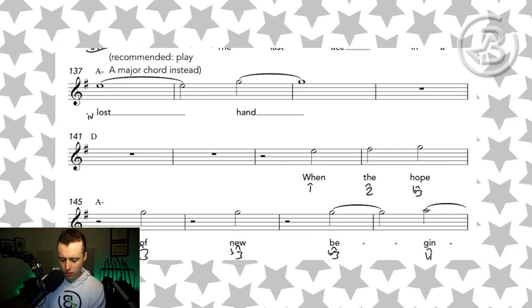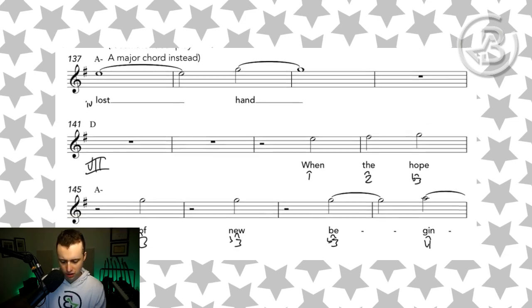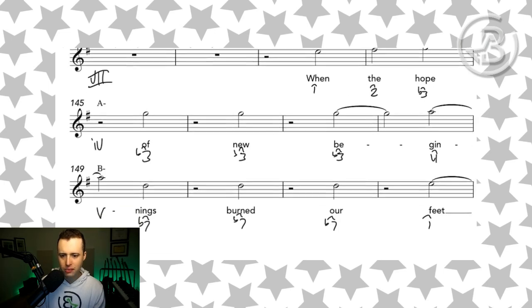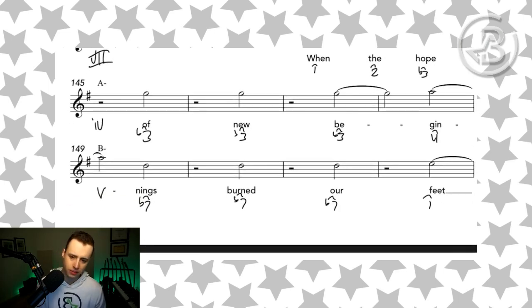141. 7. 145. A true A minor, just like we had another true A minor before, where it's supposed to be A minor. So here we are, when the hope of new beginnings burned our feet. And this is the first time also we've had a B minor, so we actually have a minor 5 here.